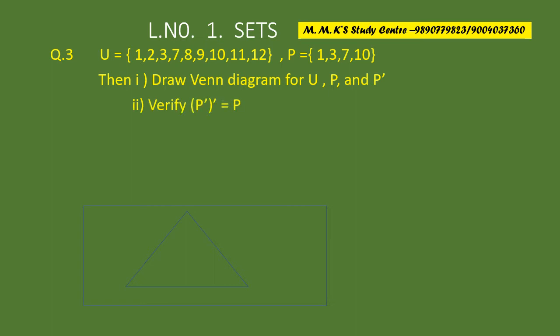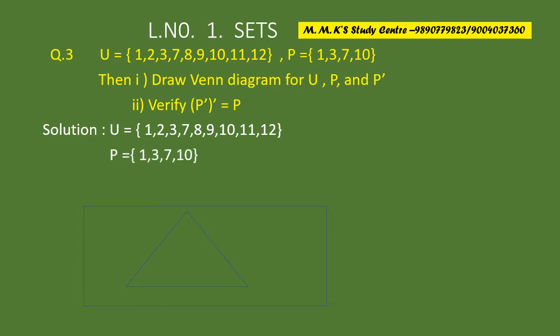And plus we have to verify that complement of P complement is equal to P. So in the solution, first of all we will write the universal set, then we will write down the P and we will find out the P complement. While finding the P complement, you will compare the set P with the universal set. Okay, same terms from U and P will cancel and the remaining you will write as P dash.